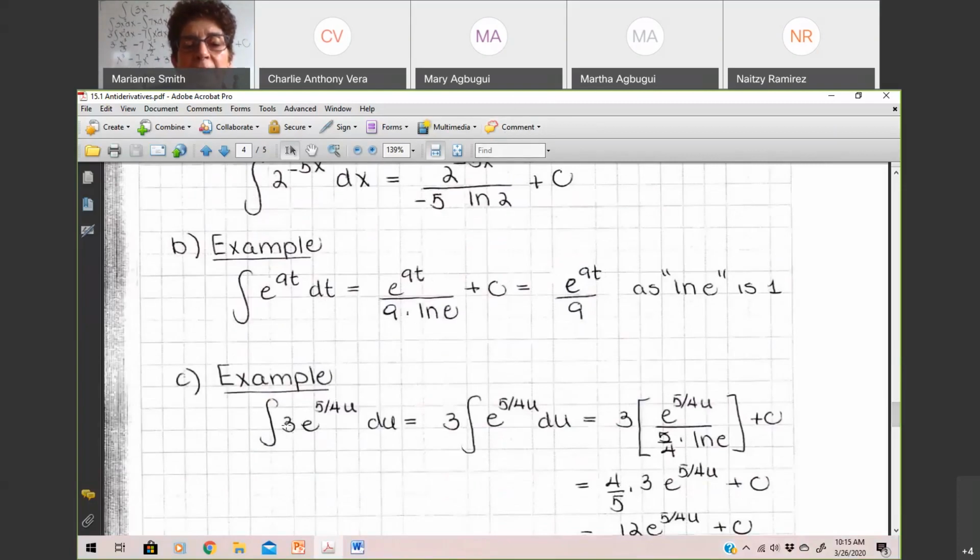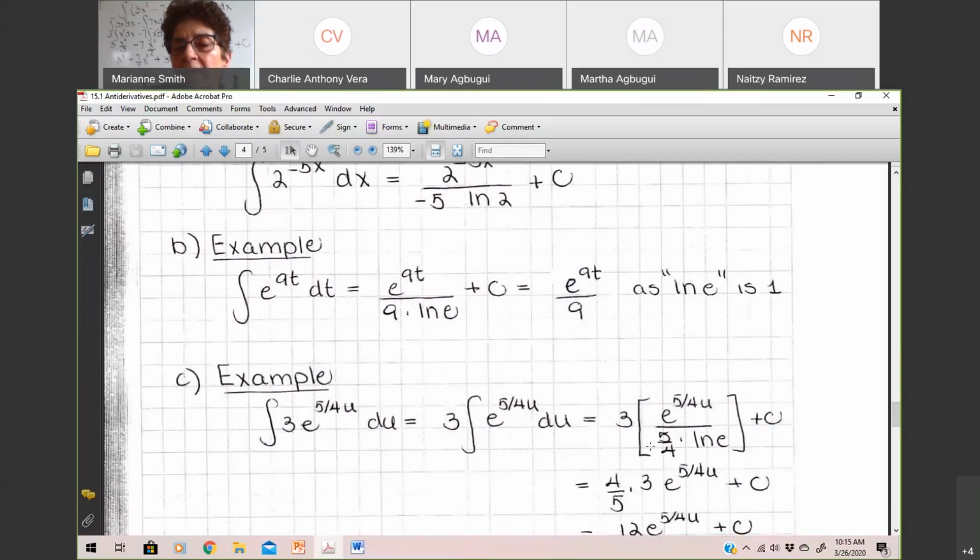Here I have 3e to the 5/4 u du. Okay, here my exponential is really e to the 5/4 u. Okay, this 3 is a constant, so I'm just going to pull it through. It's a coefficient, pull it right through, and focus on the exponential part. Okay, so my k is 5/4. Okay, my base is e. So I'm going to put e to the 5/4 u on top.